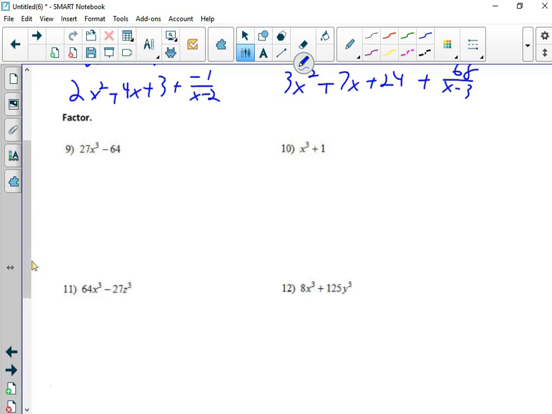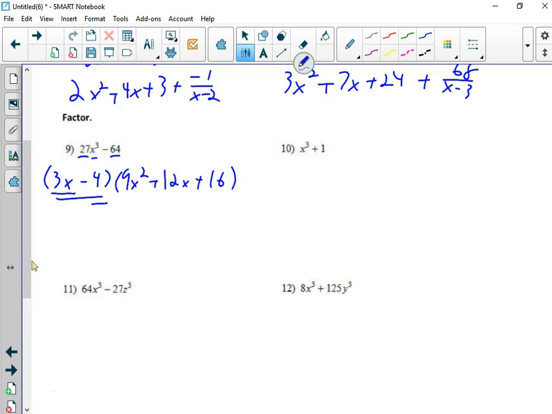Factor. 27 is a perfect cube. Obviously x cubed is, and so is 64. So I'm going to take the cube root of 27, the cube root of x cubed, and the cube root of 64. I'm going to make my little parentheses. I'm going to do my SOAP. Same, opposite, always positive. I'm going to square this, 9x squared. I'm going to multiply these, 12x. I'm going to square that, 16.